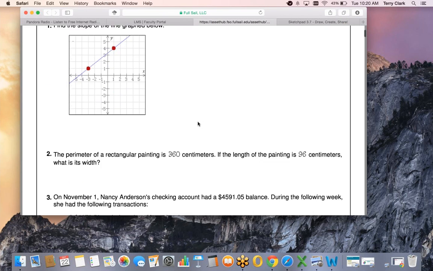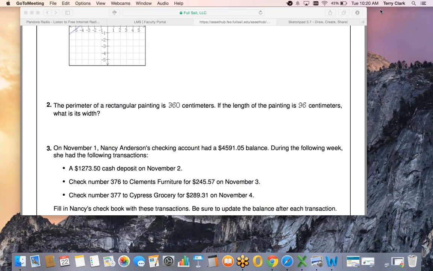Okay, so we're going to look at number two. Number two is a perimeter problem. The perimeter of a rectangular painting is 360 centimeters. If the length of the painting is 96 centimeters, what is the width? Does anybody need to see this perimeter problem solved? Okay, neither one of you. What about you, Tanetta? Do you need to see this one solved?